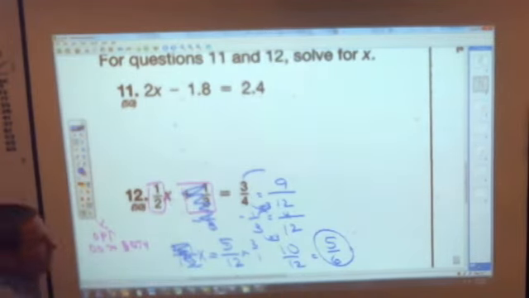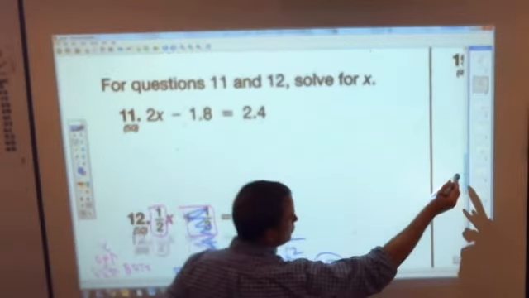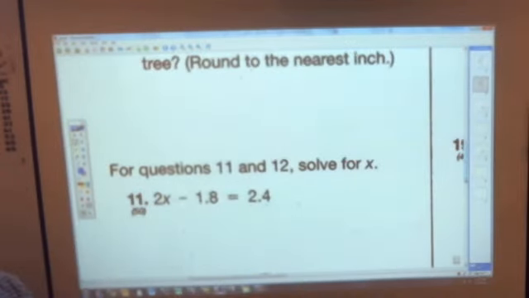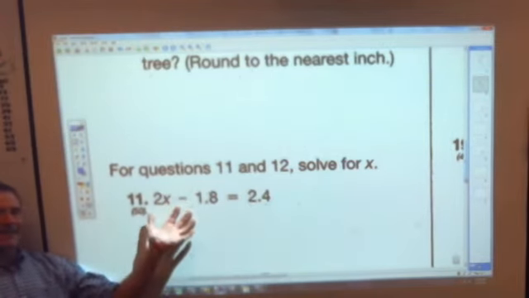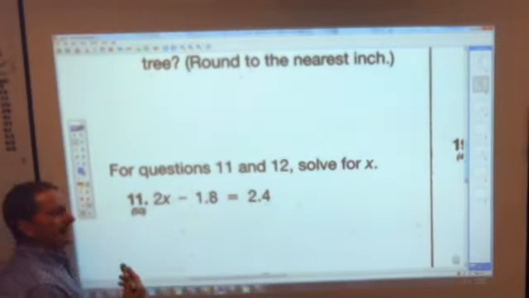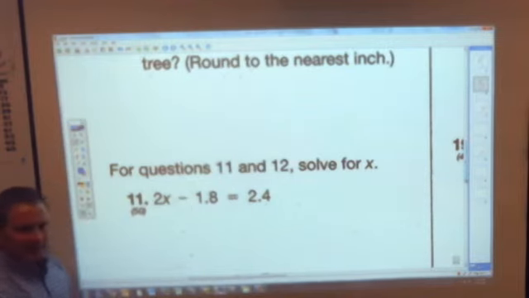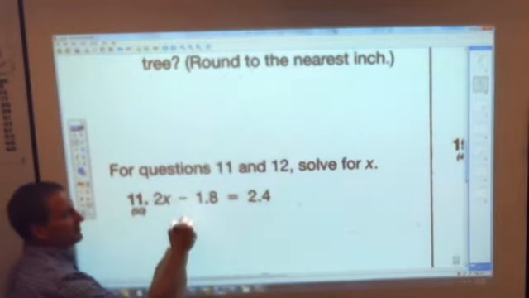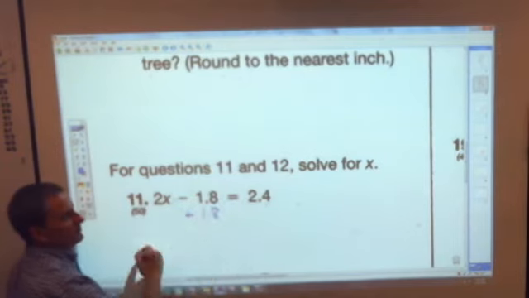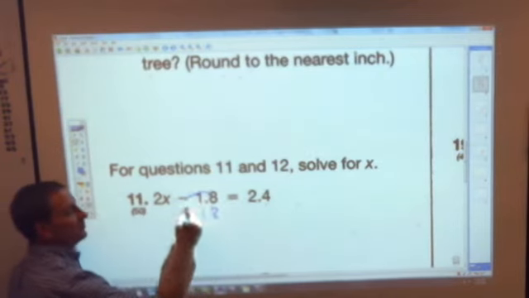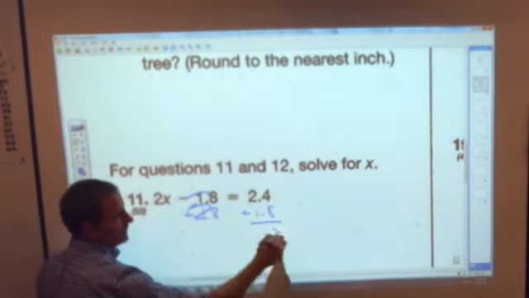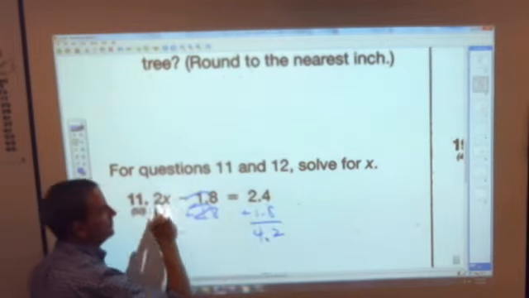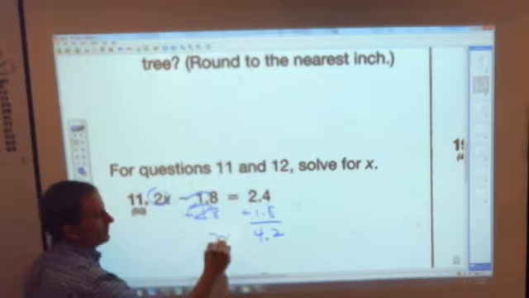Might as well do 11 while we're sitting there. It's the same fundamental rules, except it's in decimals, not in fractions. How do I get rid of a subtracting 1.8? Inverse operation. You do the opposite. You add 1.8. Does a minus 1.8 and plus 1.8 go away? If I add 1.8, I get 4.2, and that equals 2x.